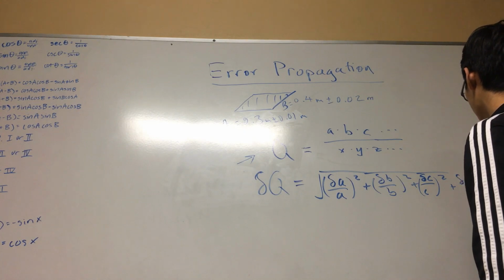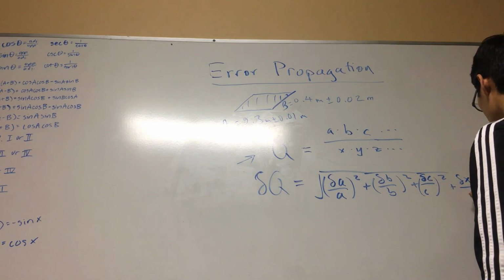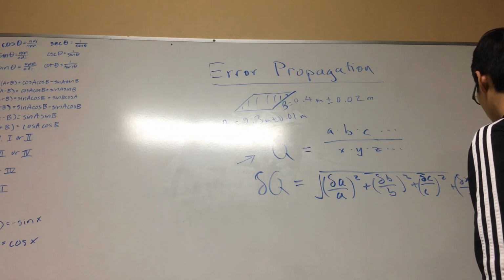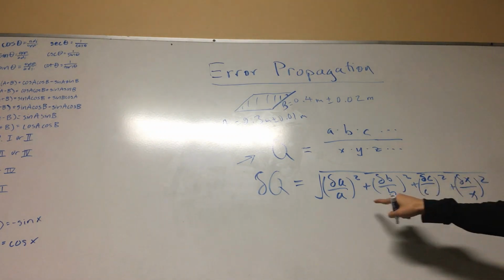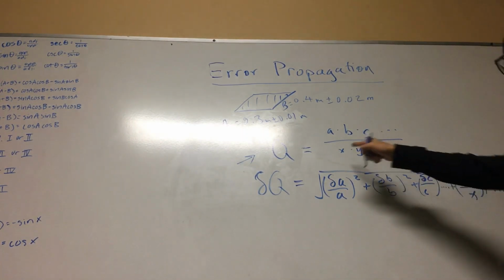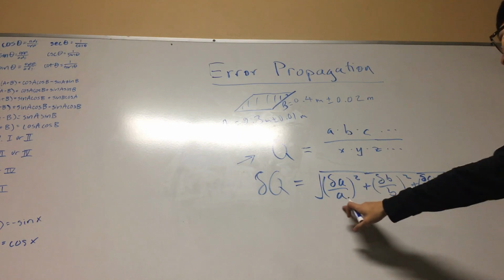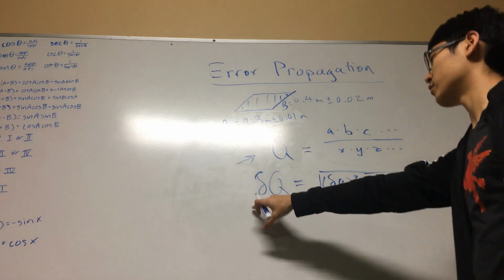You're just adding up all these again. It's very similar to before. The only difference is that you're also dividing by the value. That's the difference. So you just add up all of these terms. It doesn't matter if it's multiplying or dividing. You're going to be using this formula to calculate the error in Q.